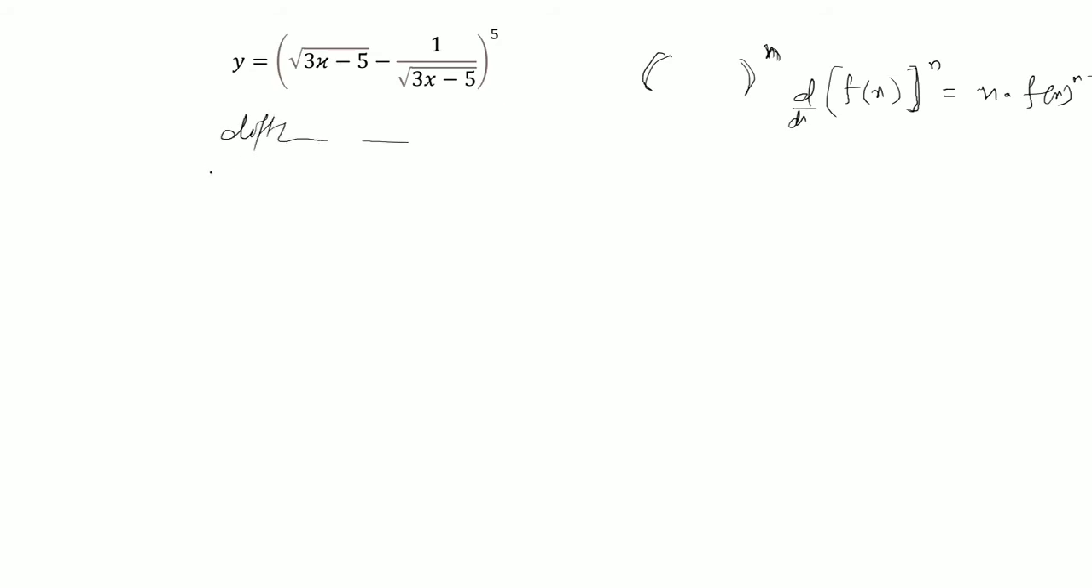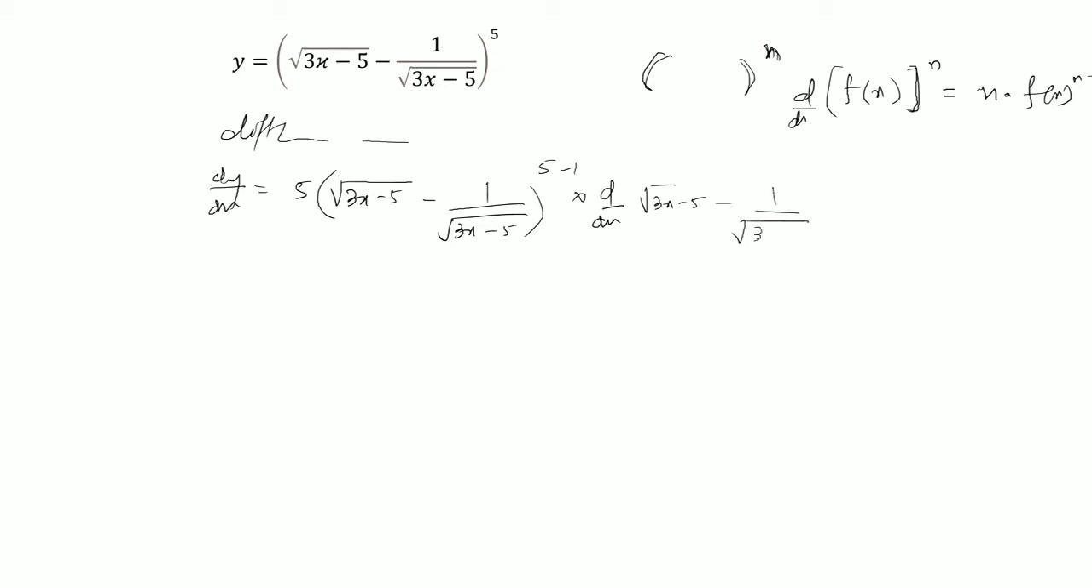So differentiating with respect to x, it becomes dy by dx. This gives you 5 into (3x minus 5 minus 1 upon root of (3x minus 5)) raised to 5 minus 1 into the derivative of (3x minus 5 minus 1 upon root of (3x minus 5)). So this first part remains as it is for the next step, (3x minus 5 minus 1 upon square root of (3x minus 5)). And in the next part, we need the derivative of root of (3x minus 5).